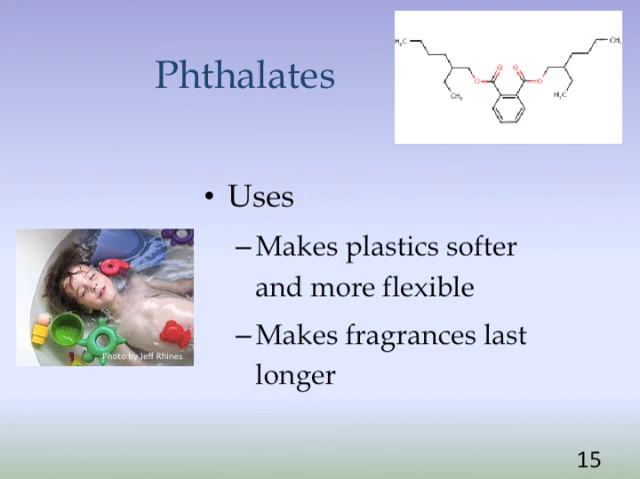Slide 15. Now we'll talk about phthalates. Phthalates are a group of PVC plasticizers typically used to make products softer and more flexible by allowing the long polyvinyl molecules to slide against one another. They're also commonly used to make fragrances last longer. There are many, many different phthalates, and a lot of them are endocrine disruptors. The one you see on this slide is DEHP, diethylhexylphthalate.